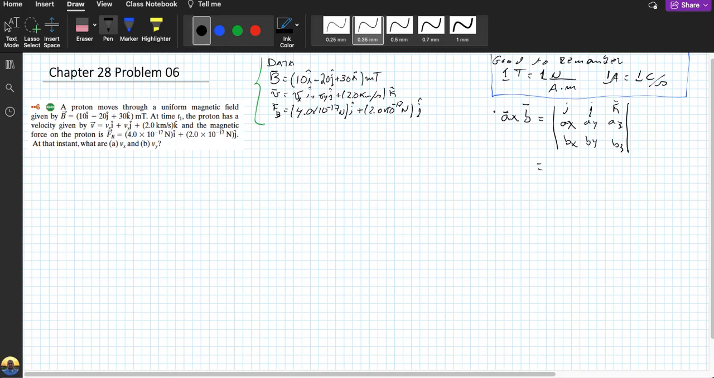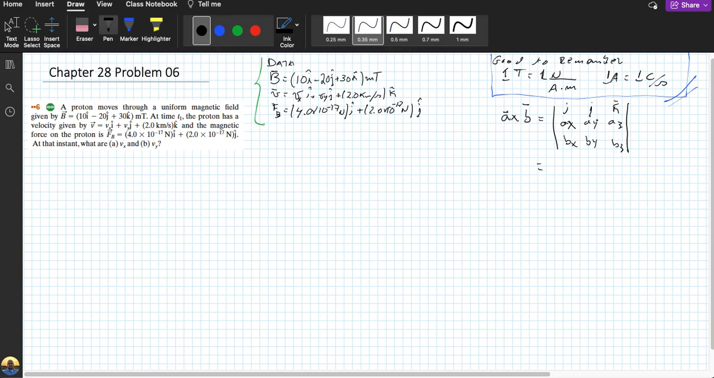So as a summary, I wrote down here the data, everything that the problem gave us. If you can read my handwriting, this is going to be my magnetic field vector, my velocity, and the force. And here's something that is good to remember. 1 Tesla is equal to 1 Newton divided by ampere times meter, and 1 ampere is equal to 1 coulomb per second. So this is really good to remember.